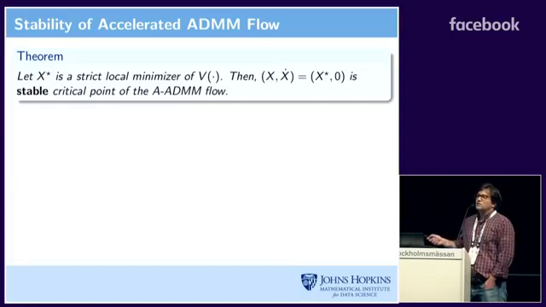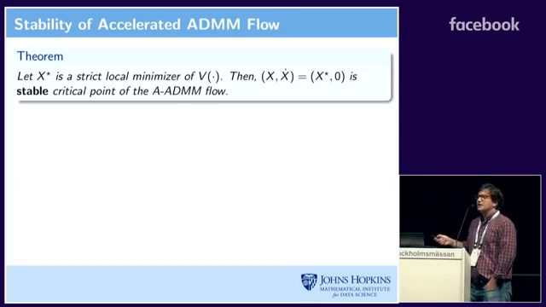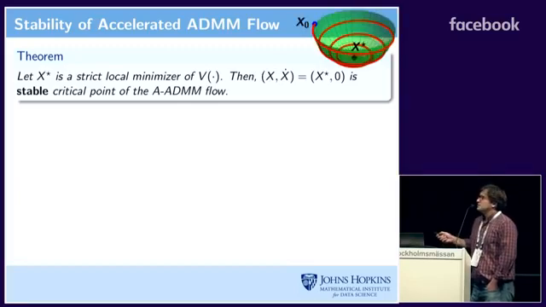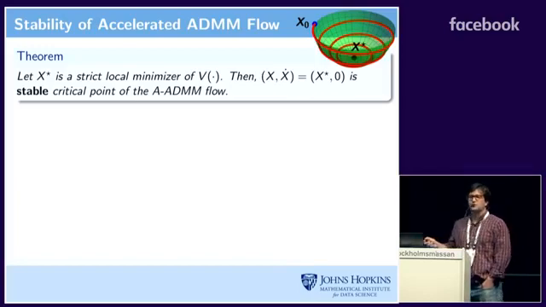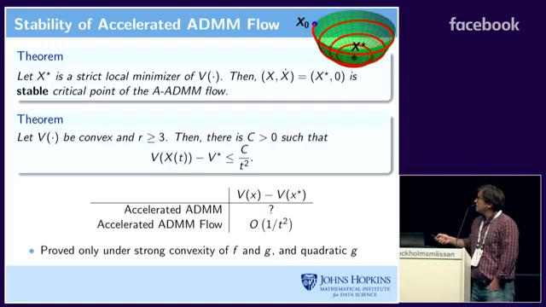Now, because this is a second order system, to consider stability, you need to take into account the position and also the velocity. So if you assume that X star is a strict local minimizer of your objective function, then X star comma 0 is a stable critical point. Now, the system is second order, so the trajectory oscillates, and because it's only stable, there is no a priori guarantee that the trajectory is going to converge to the critical point. Nevertheless, the dynamical system is still minimizing the function, and this happens at a rate 1 over t squared.